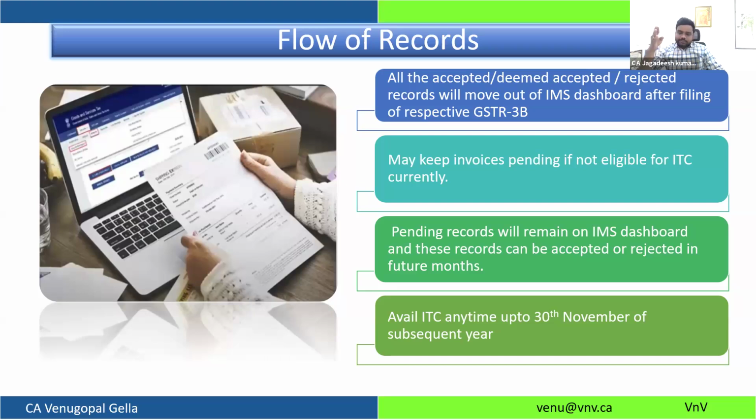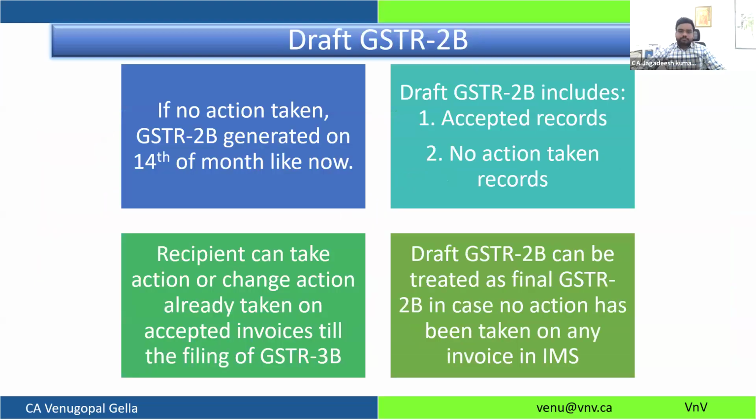Sorry, my supplier uploaded the invoice in March 2024, but from then onwards I have not taken any action. Every month I keep it ticked as pending. In that case, on reaching this 30th November, it will be moved out of my IMS.